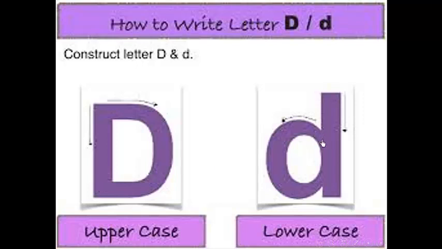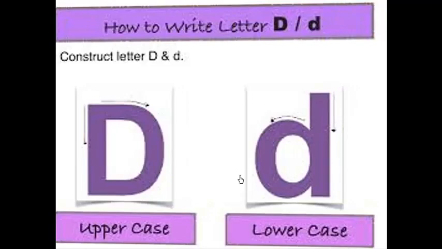And then here we have small d. How to write small d or the lowercase d? Okay, like this. Small d, it is like C, up and then down. Again, round, up and down. So here we have capital D and small d.